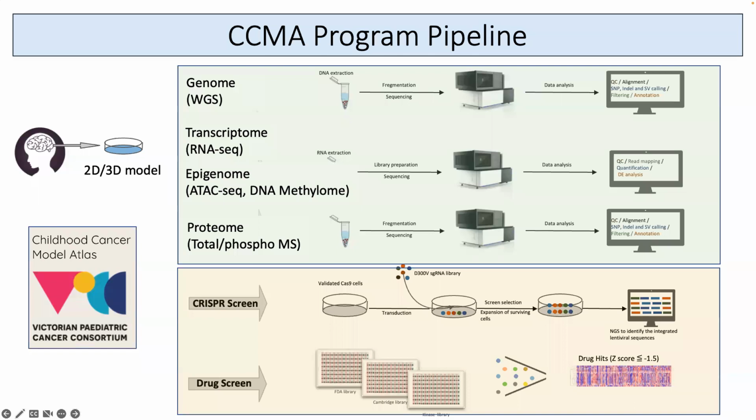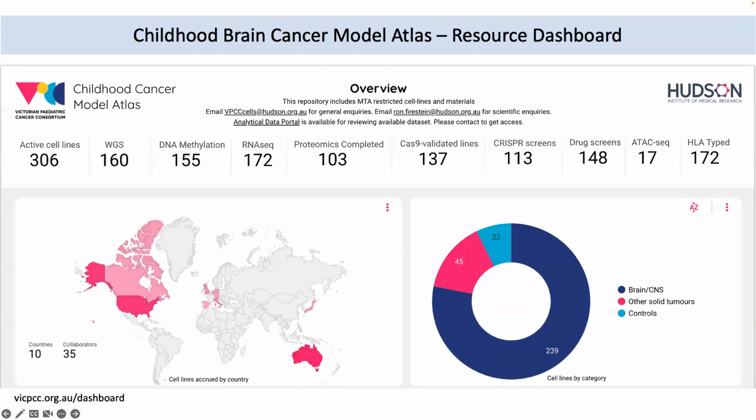You can see here in this schematic what we are actually doing with these models. That includes analyzing the different omics features, including whole genome sequencing, transcriptomics, epigenomics, as well as at the protein level, both total and phosphoproteomic analysis. That's then merged with functional approaches such as CRISPR-Cas9 screens, which we've performed about 120 so far to date, as well as high throughput drug screens, to be able to integrate both the molecular features with the different dependencies.